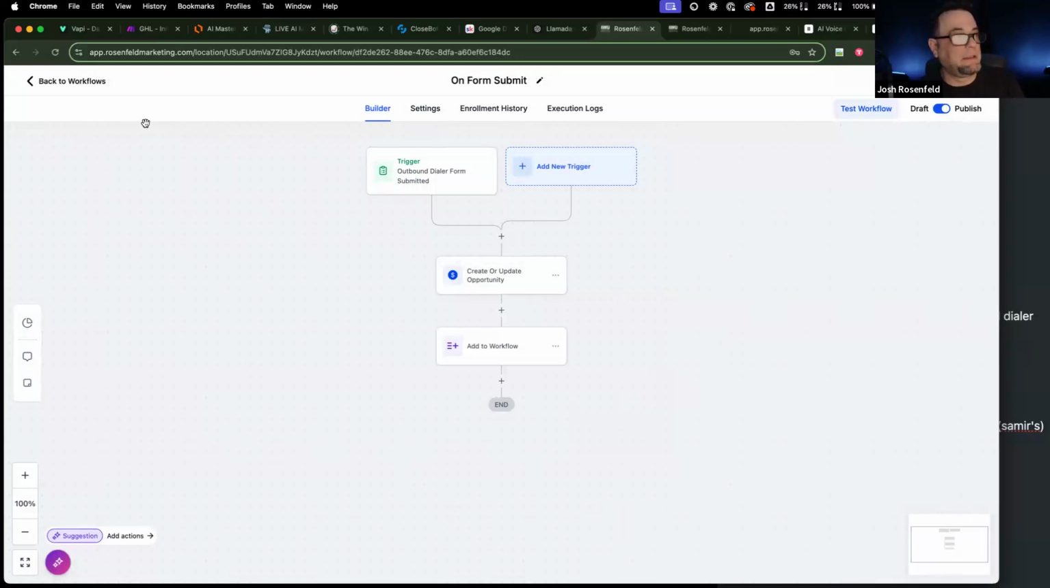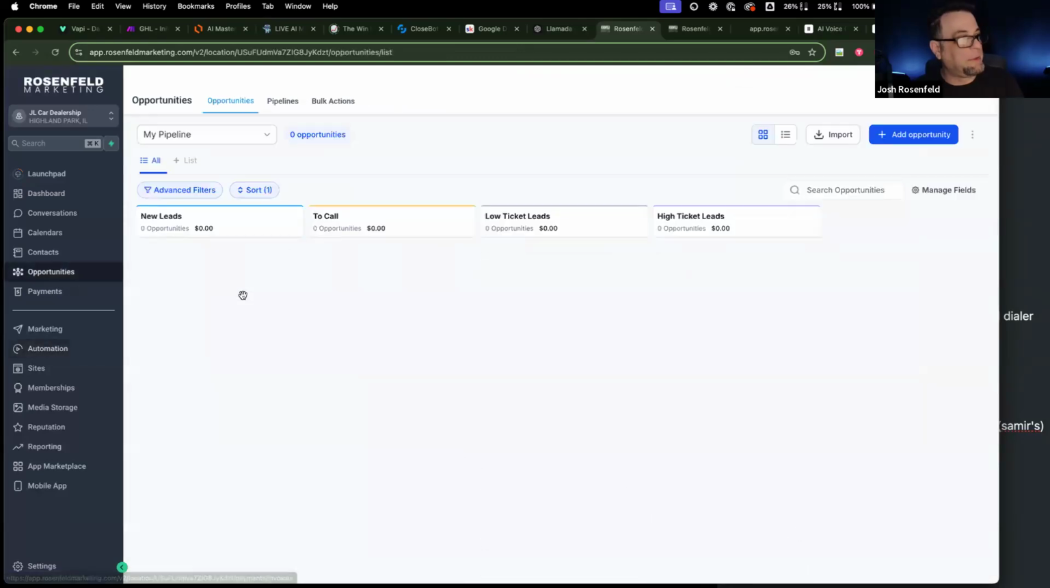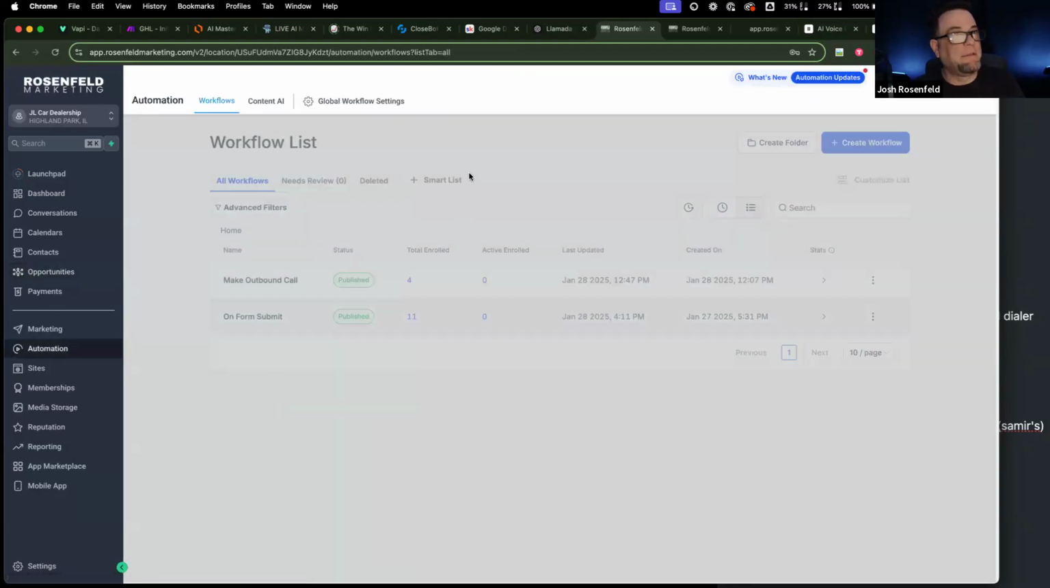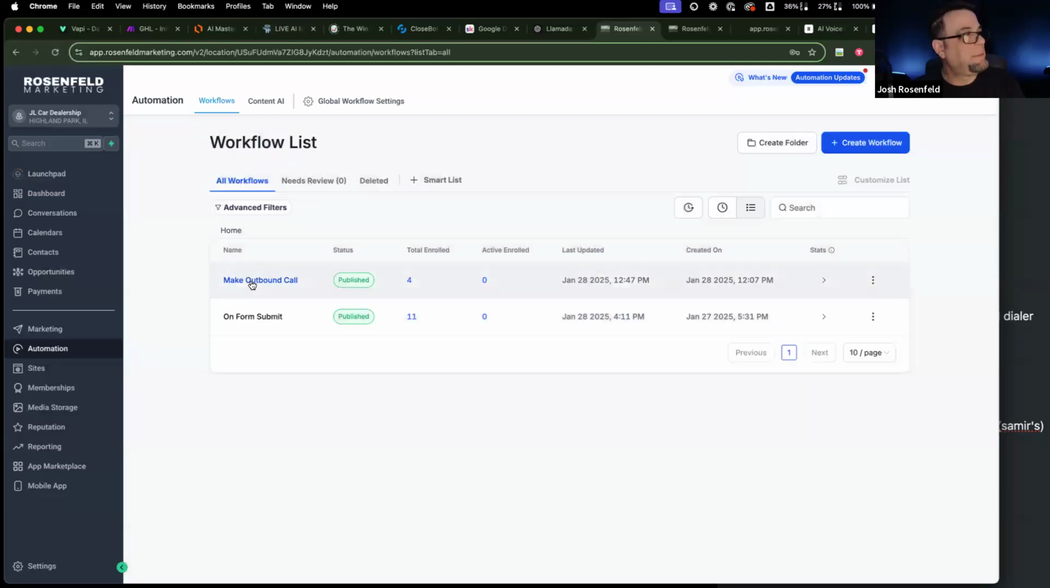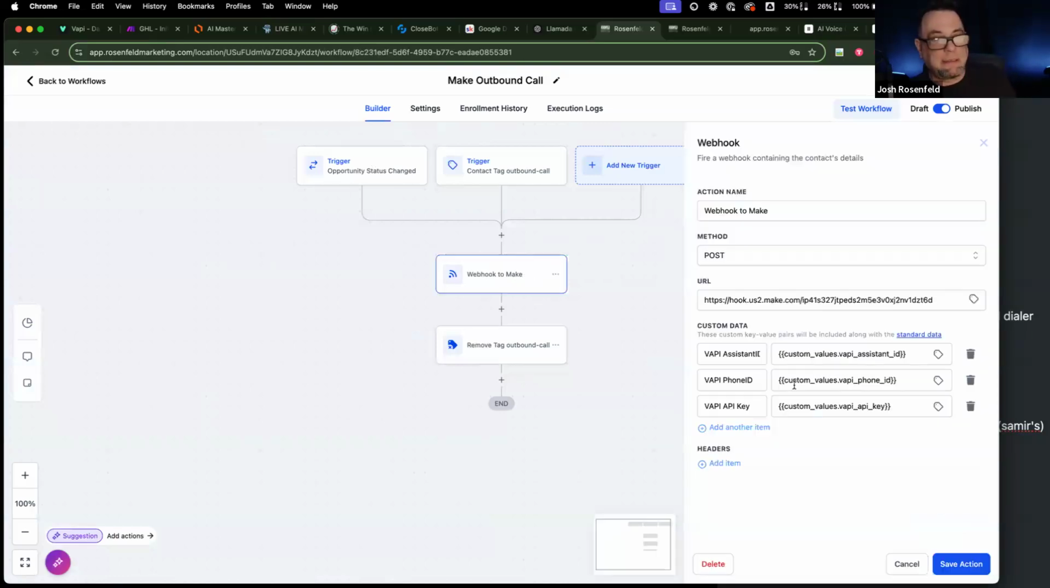So there's two automations in here, right? One is called the form submitted. It adds the contact and adds them to this opportunity board for leads. Then I'm sending them to the make outbound call automation, which runs if the opportunity status has changed, or if I add the tag outbound call. So you could add the tag to all your list and drip out calls. They would just get added to here. You could put wait steps, whatever you want to do to make this legit. So this sends this webhook to make, and then I remove the tag outbound call.